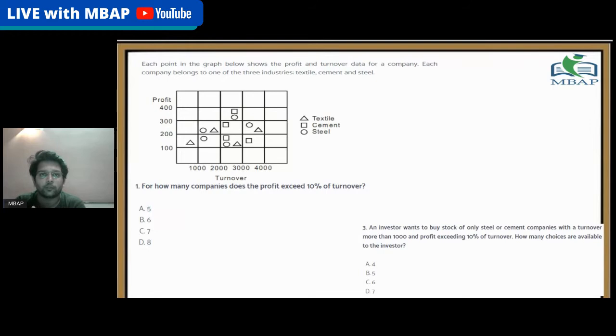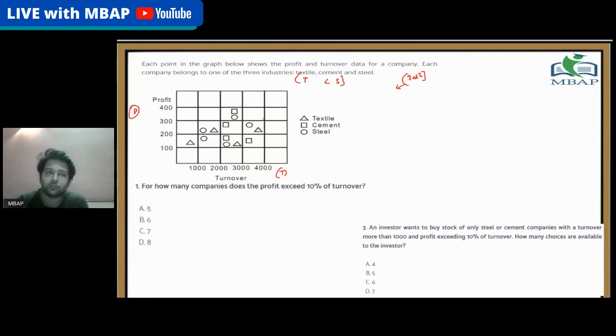Each company belongs to one of the following segments: a textile company, a cement company, or a steel company. There are three categories of companies, and there are multiple companies in each segment. Textile, cement, and steel. You can call this TCS. On one side, profit has been given to you, and on the other, turnover. This is a CAT 2012 question.